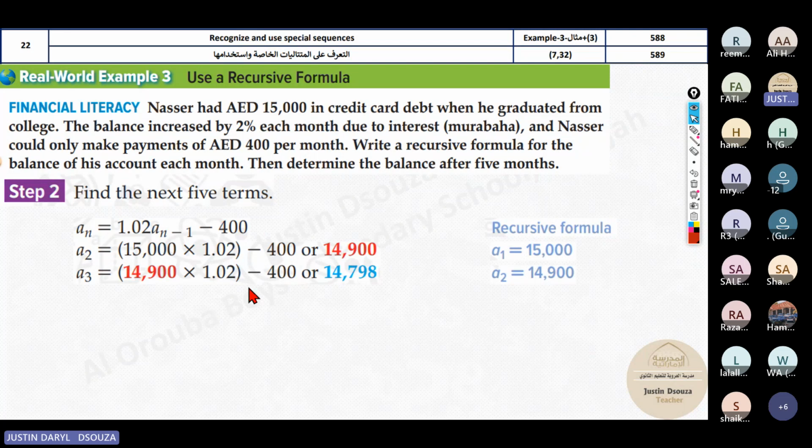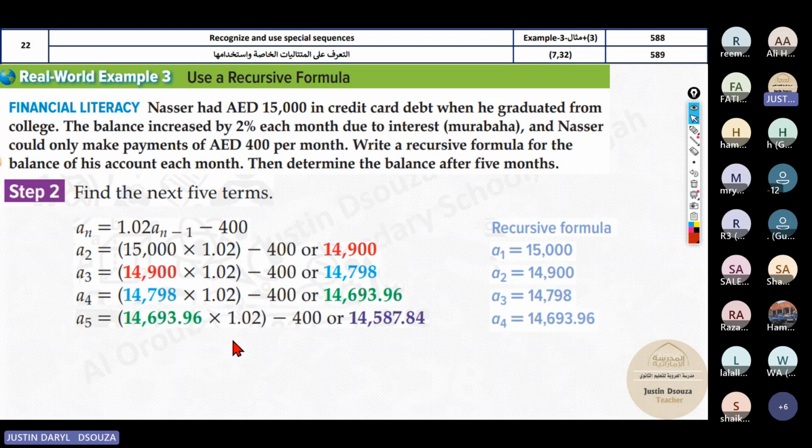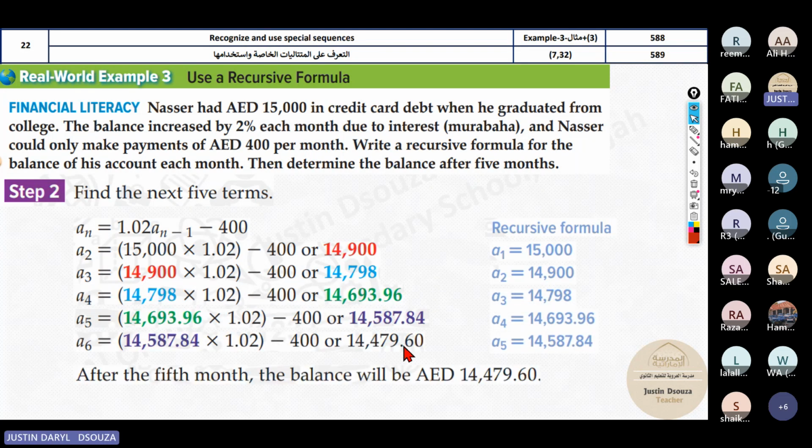After second month, all you need to do is put this value back over here and solve. Third month, fourth month, fifth month. So after 5 months, they wanted what? After 5 months, right? So this, you need to understand, don't think, oh, A5, no. A2 is after first month, second month, third month, fourth month, and after fifth month is this value. That is 14,470.80 dirhams. Basically, so much balance is remaining after 5 months. I hope this is clear.